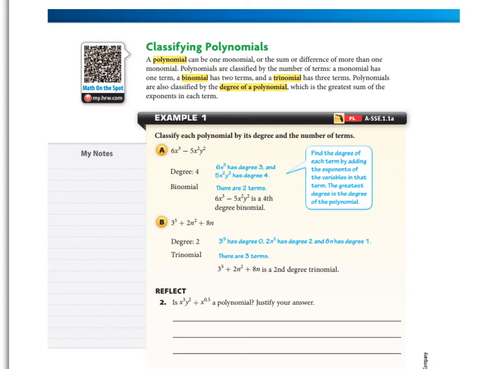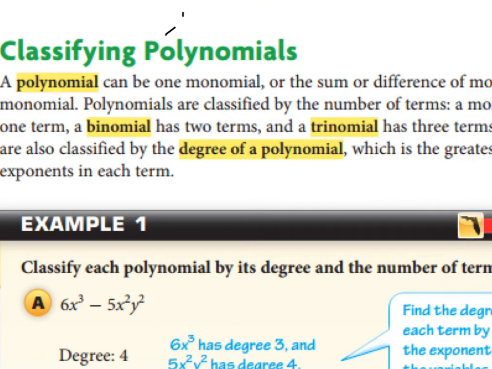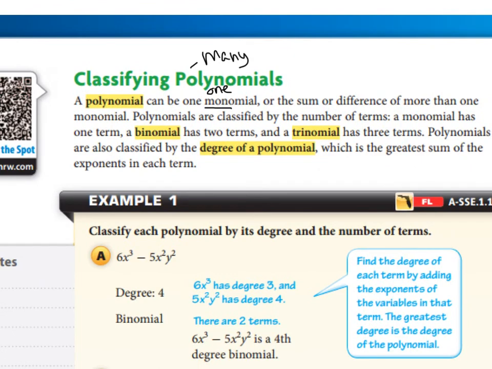So here we go with a lot of our vocab here. Classifying polynomials. Well, first of all, let's think about this. Poly, hopefully you've heard of that before, actually means many. And the nomial part we're going to be thinking of as the terms. So a polynomial is either one monomial, and again, mono, meaning one, that one term, or the sum or difference of more than one monomial. So polynomial could have plus and minus signs in there, but it doesn't have to.